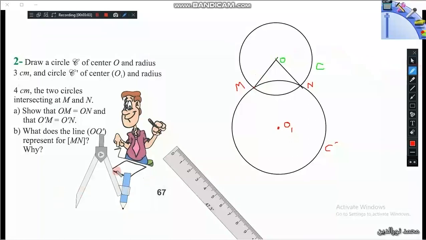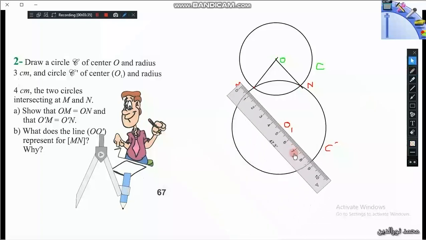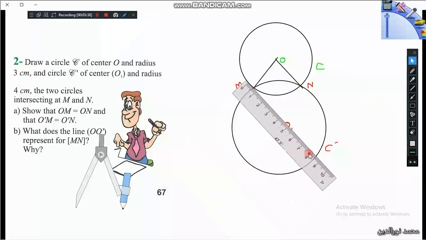So we know that OM is the radius of circle C and ON is a radius of circle C, so they are equal since they are radii of the same circle. So OM and ON are two radii of the same circle C of center O, so they are equal. And then show that O prime N equal O prime M. For the same reason, they are two radii of the same circle, so they are equal.